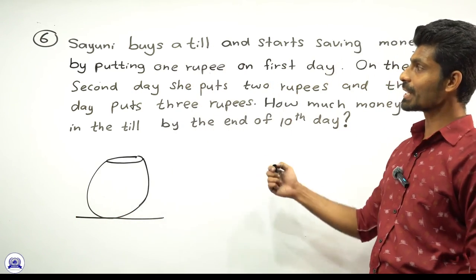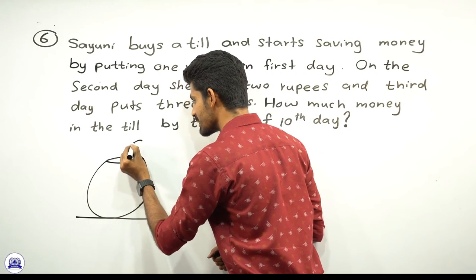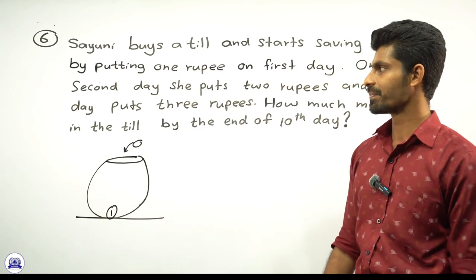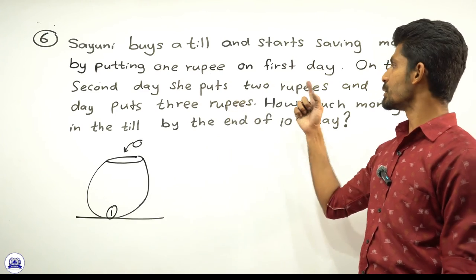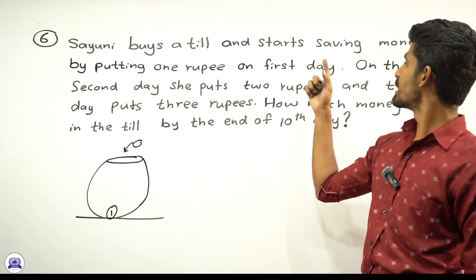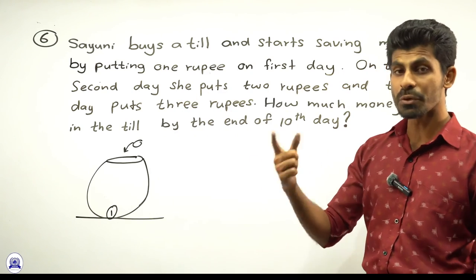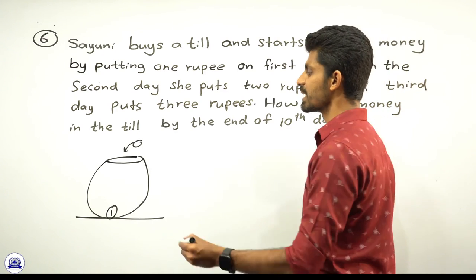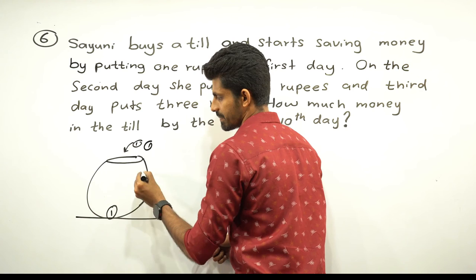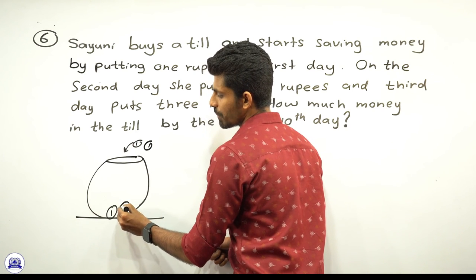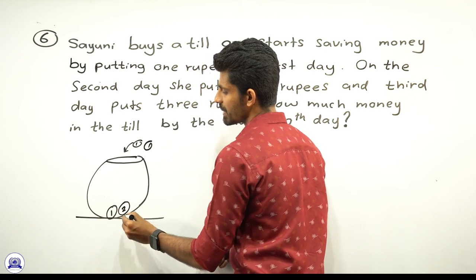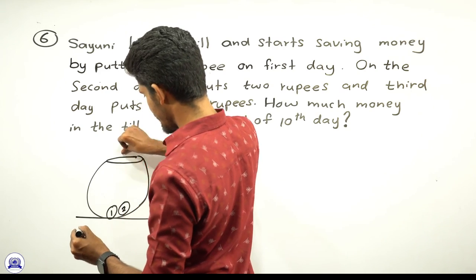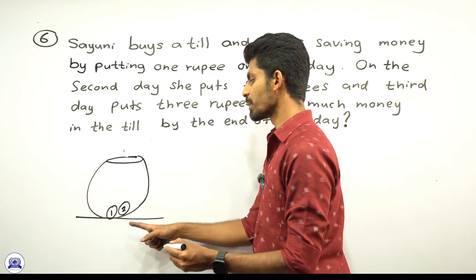Okay. Now Sayani is putting 1 rupee on the first day. 1 rupee is there. And on the second day, she puts 2 rupees. That means on the second day, she put 2 rupees. Now, 2 rupees means 2 plus 1, altogether 3 rupees.